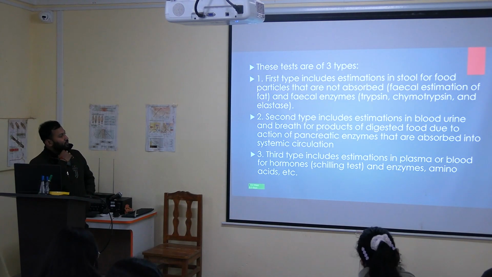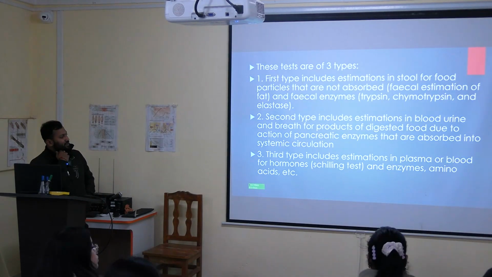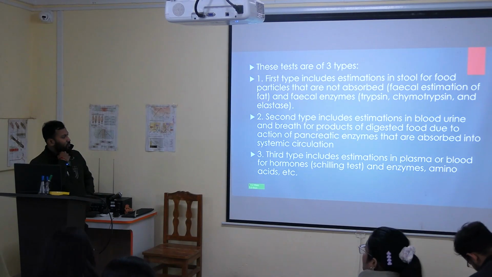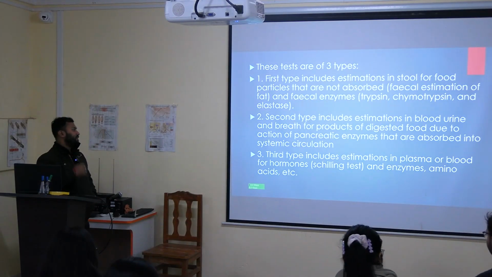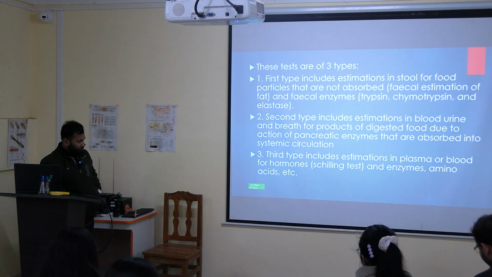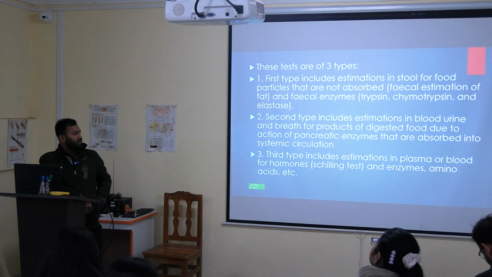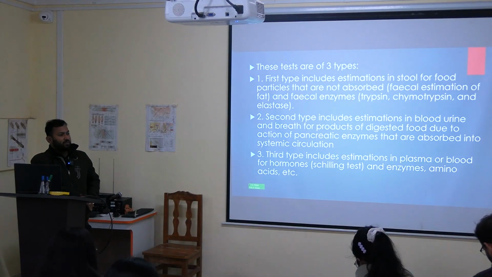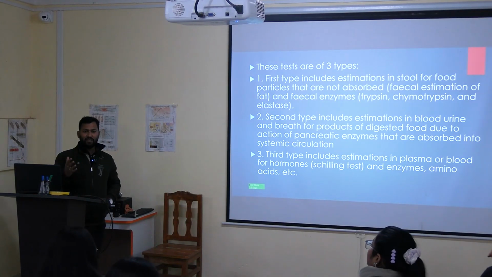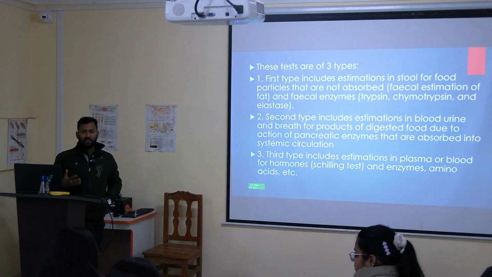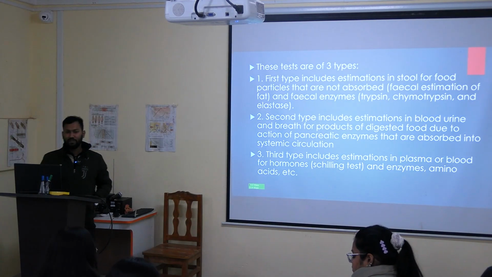So this is due to the action of pancreatic enzymes that are absorbed into the systemic circulation. The third type includes estimations in plasma or blood for hormones, the Schilling test, and enzymes, amino acids, etc. We will check the plasma or the blood for hormones, enzymes, and amino acids. Meaning the pancreatic hormones, pancreatic enzymes, and the amino acids, we can count them in the blood.